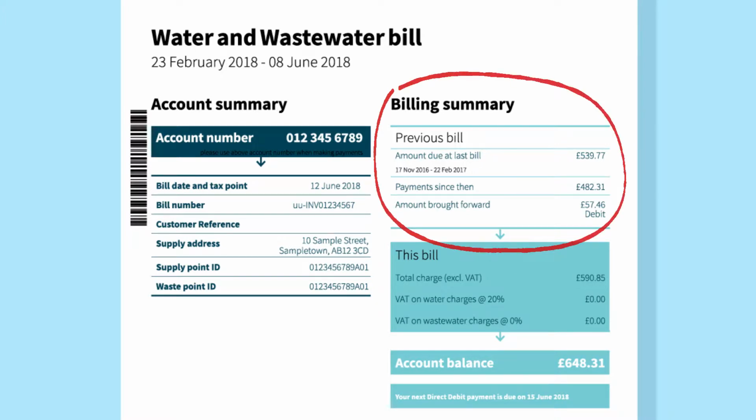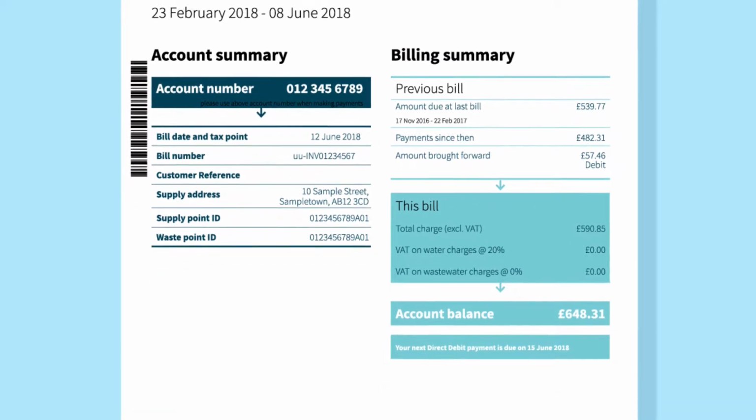Also, on the front page is a summary of the charges for the time period the bill covers. It shows how much your last bill came to and how much you've paid into your account since then. If your account is in credit or debt, we show this as the amount brought forward. When it's in credit, we take the amount off your bill, and if it's in debt and you still owe us money, we add it on.